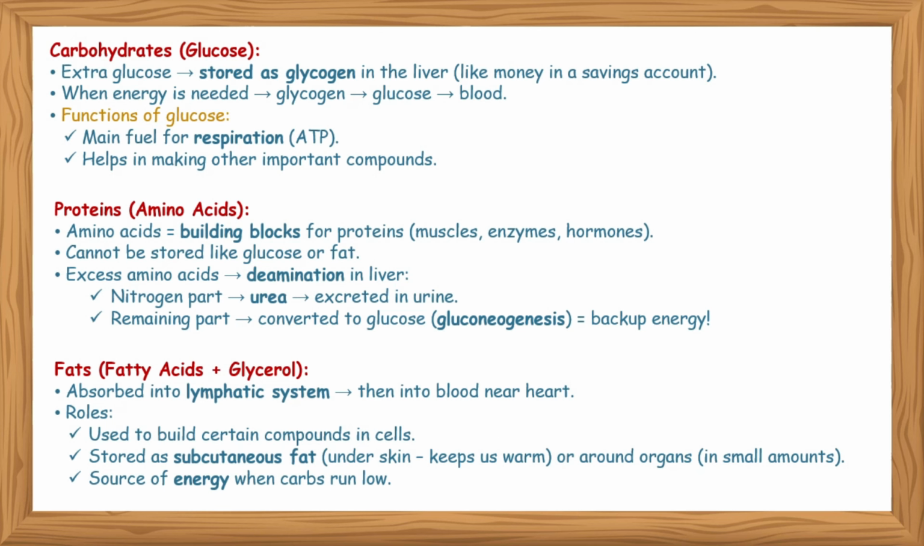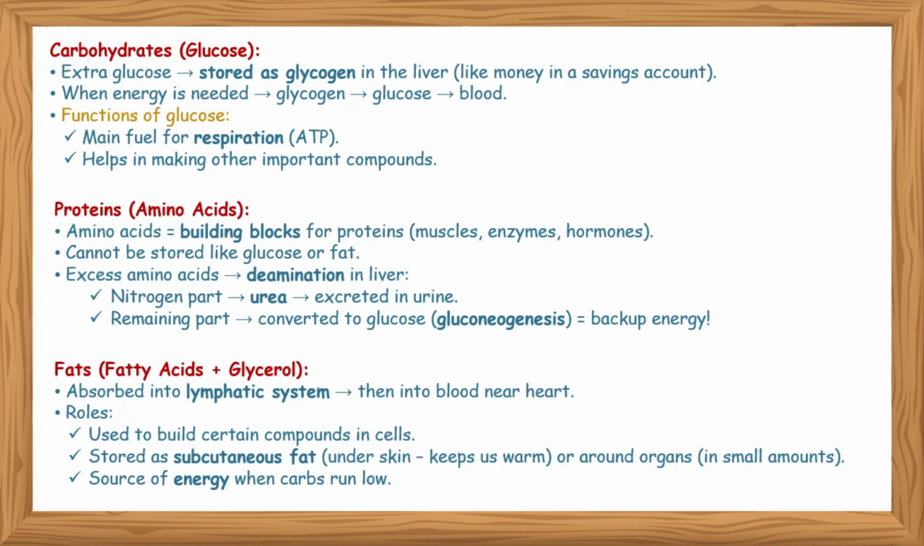Extra glucose is stored as glycogen in the liver, like money in a savings account, but when energy is needed, glycogen will form glucose and it will produce the energy. Functions of glucose: the main fuel for respiration is ATP, and it also helps in making other important compounds.